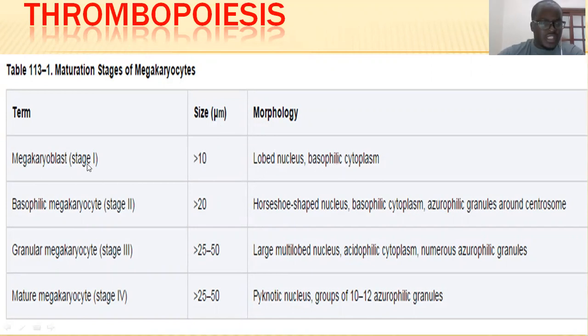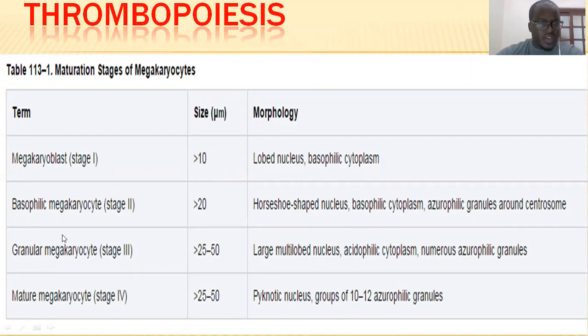Then it will differentiate into the basophilic megakaryocyte, which is stage two. You can see there's an increase in size from greater than 10 to greater than 20. Inside it, you will find a nucleus that looks like a horseshoe. So you have a horseshoe-shaped nucleus, basophilic cytoplasm, and azurophilic granules around the centrosome.